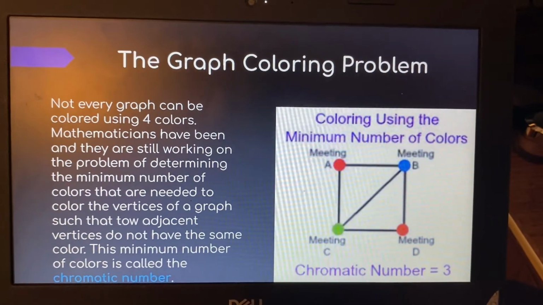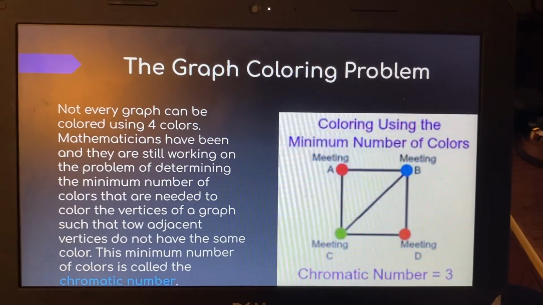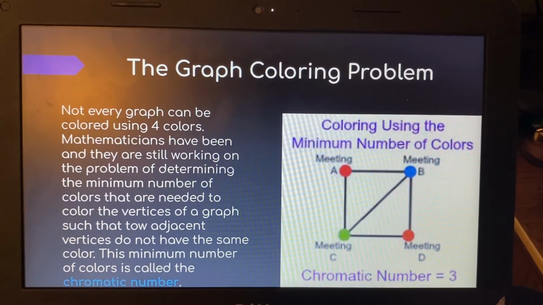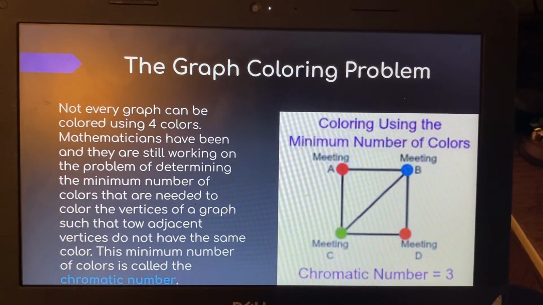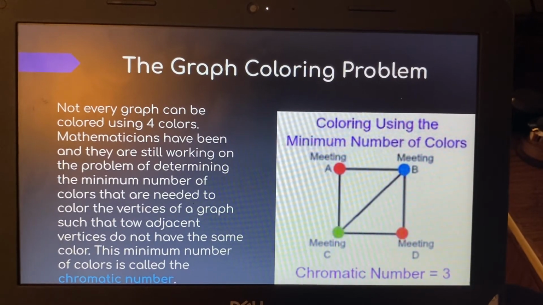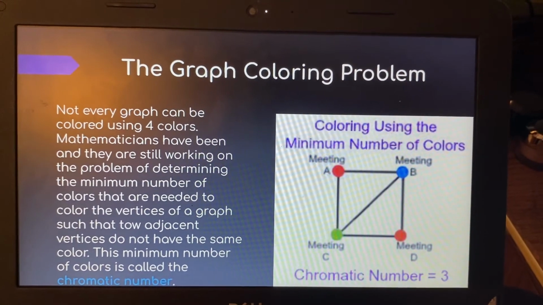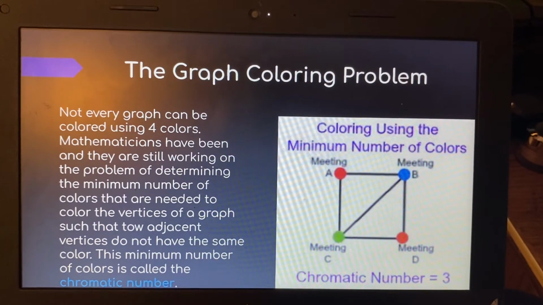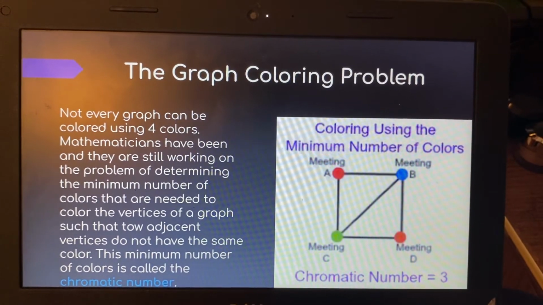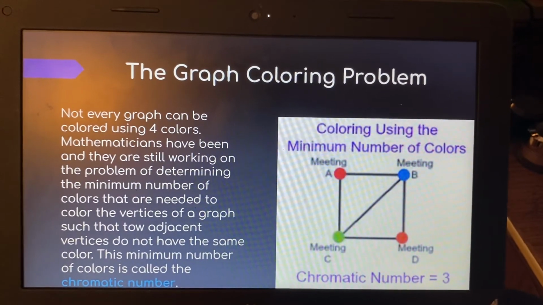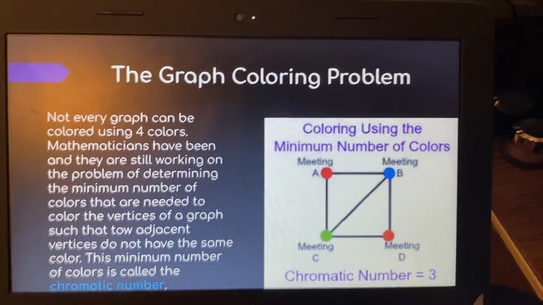Not every graph can be colored using four colors. Mathematicians have been and are still working on the problem of determining the minimum number of colors that are needed to color the vertices of a graph such that two adjacent vertices do not have the same color. This minimum number of colors is called the chromatic number.